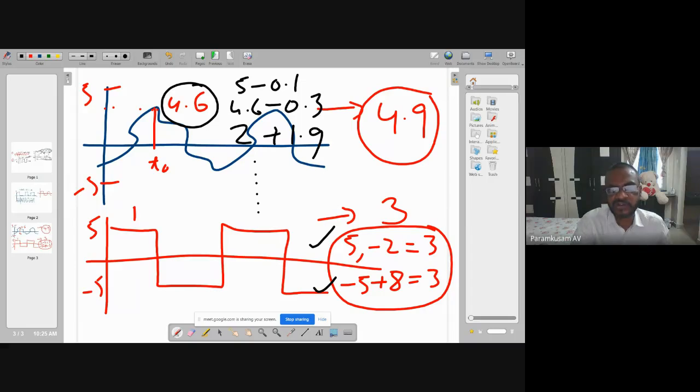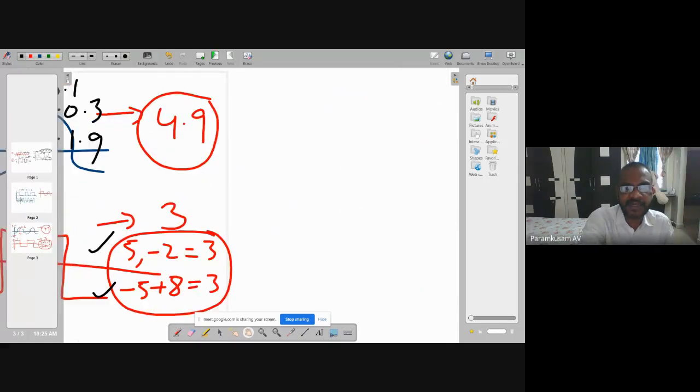Maybe the noise may be minus 2 volts. But this second case also has the possibility. But that possibility is very less, no? Okay. Very good.